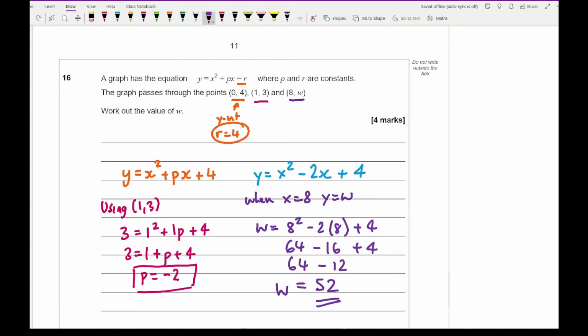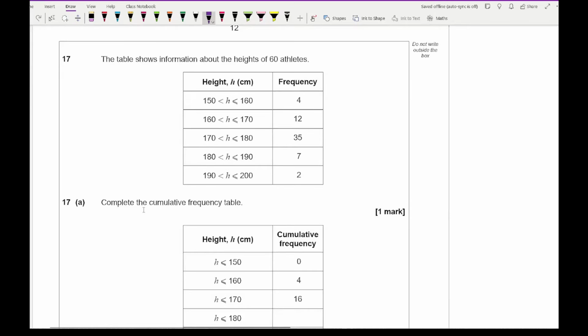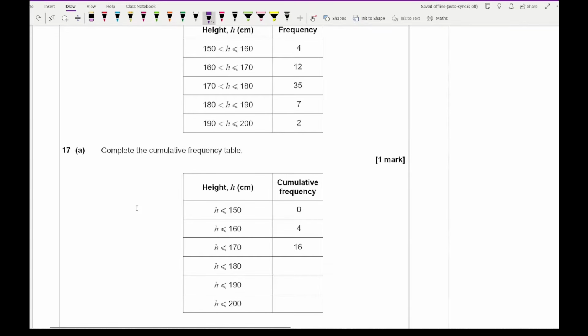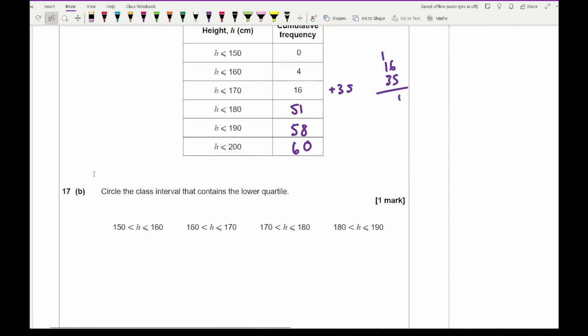Then moving on to our next question, it says the table shows information about heights of 60 athletes. Complete the cumulative frequency diagram. So here what we'll do is just do a running total. So this next value from 16 is going to be 16 plus 35, and that's going to be 51, and then adding 7 and then adding 2. So using these values, what I then want to do is move on to the next question because I thought we had to draw it then.